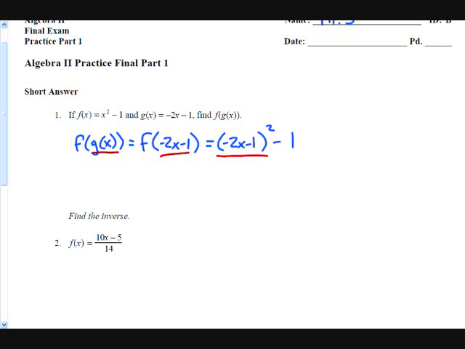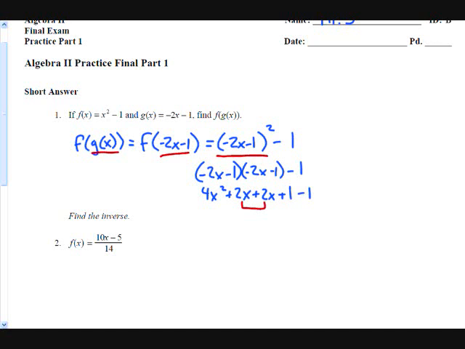This guy, since it's being squared, really it's negative 2x minus 1 times itself. So I'm going to have to FOIL or distribute and then subtract the 1. So that's going to be 4x squared plus 2x plus 2x plus 1. And then I still have the minus 1 tag along for the ride.